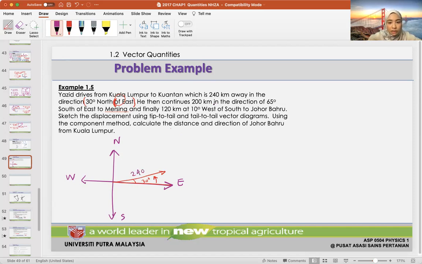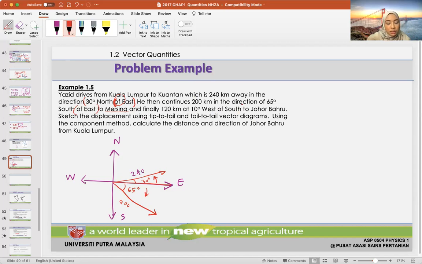Then he continues 200 kilometers in the direction of 65 degrees south of east. So off east again. Off east is your reference, just like the x-axis. But now he's going 65 degrees south. Okay, so this is your second vector. The magnitude is 200 kilometers. And then finally 120 kilometers at 10 degrees west of south.